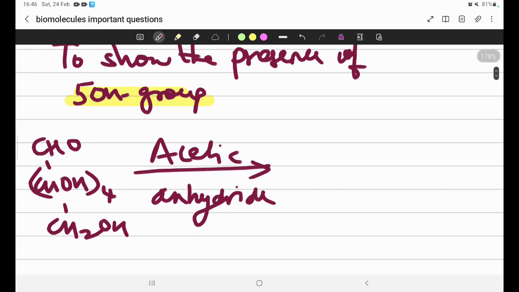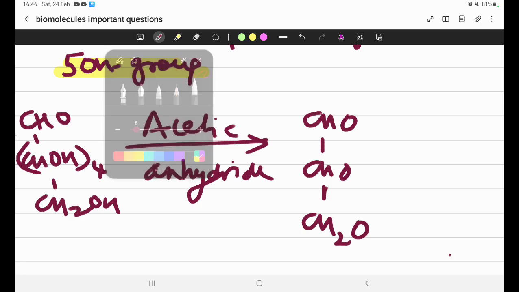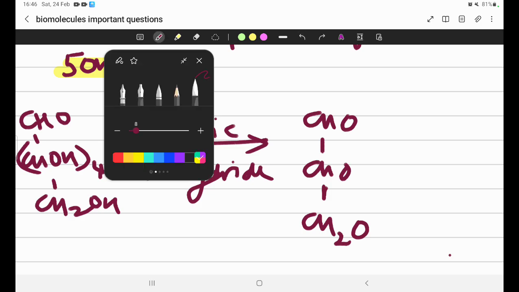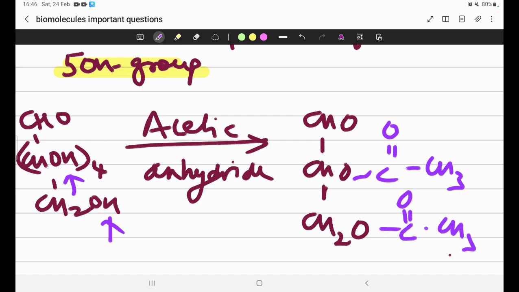It's pretty simple. Write the same thing, CHO, only CHO, and then again CH2OH. Now again you write CH2O. Don't write H here, that's what I'm trying to tell you. This H is there, no? Just cancel it out and write it as CHO, CH2O. Now you write O, C double bond O, CH3. Again C double bond O, CH3. That's it. This shows the presence of 5-OH group.